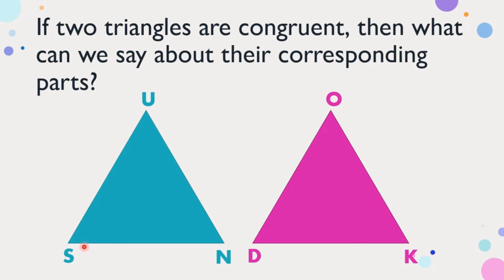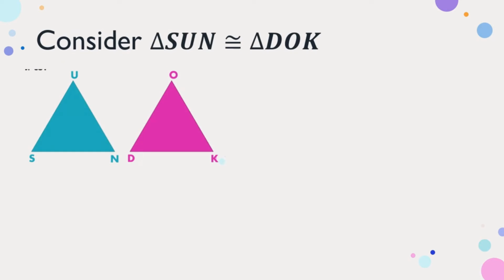Angles. Angle S corresponds to angle D. Angle U corresponds to angle O. Angle N corresponds to angle K. So let's apply that idea in solving corresponding parts of congruent triangles. Again, let's consider triangle SUN and triangle DOK as congruent triangles. So we have these two triangles as congruent triangles.